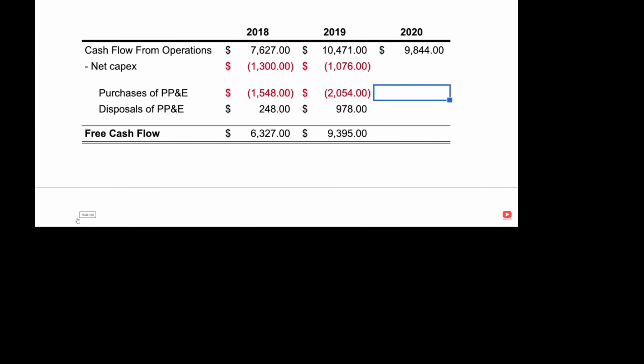So now that we have free cash flow, I just want to share a couple of cool things that will be helpful in your analysis.